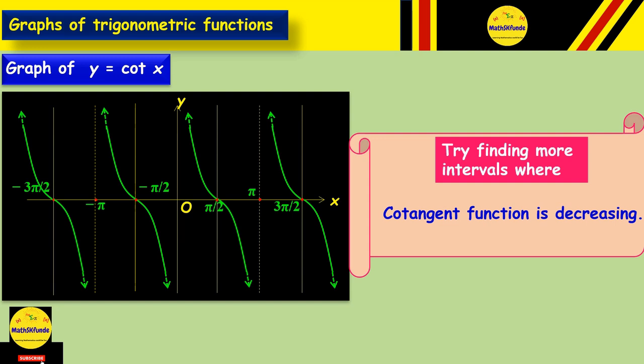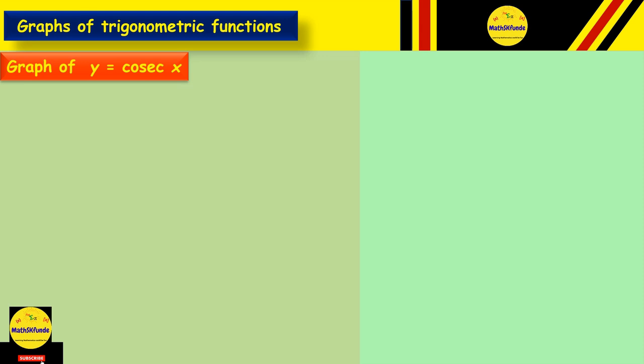Now you should get the habit of trying these things on your own. For that you will have to draw the graphs on your own. Please understand how angles are changing and what the nature of the graph is, then only you will be able to write statements on your own, as I am asking you to find the intervals where the cot function is decreasing. Now next is y equal to cosec x. The moment you see cosec x, you know it is 1 upon sin x.